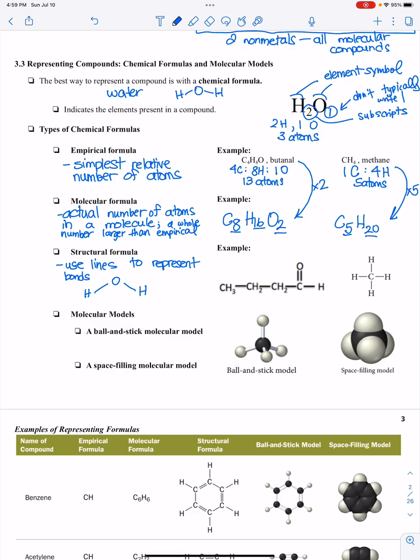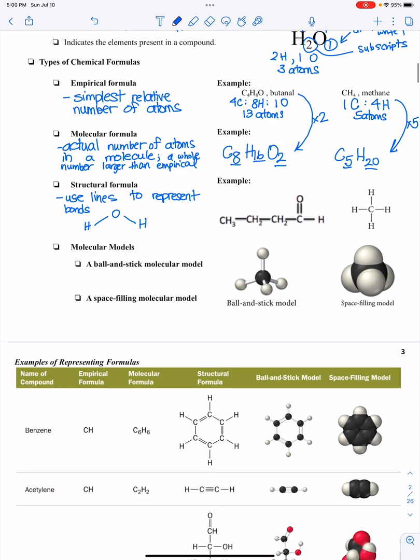Both 5 and 20 can be divided by this same number of 5 to get our empirical formula, CH4. You're going to have to be able to recognize empirical and molecular formulas in your practice, so make sure you're able to get that here now. And in the future, you're going to have to be able to recognize things as empirical and molecular to identify them to do other things.